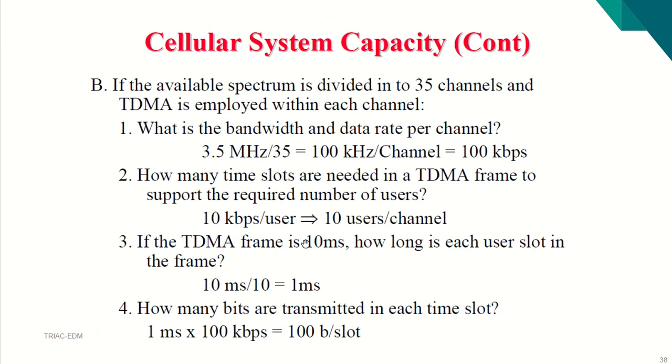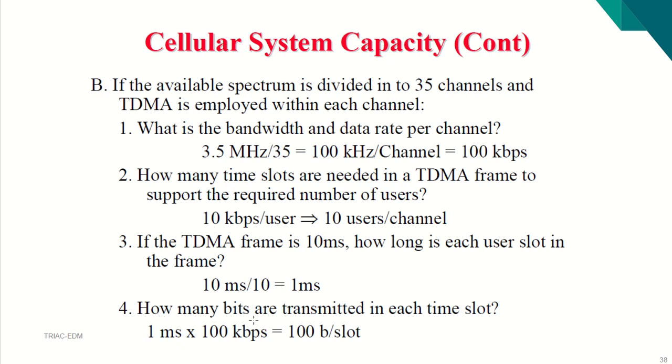A frame is 10 milliseconds, and we have 10 users jointly utilizing this 10 milliseconds. So each user is given 1 millisecond, because we divide 10 milliseconds by 10 and you get 1 millisecond.